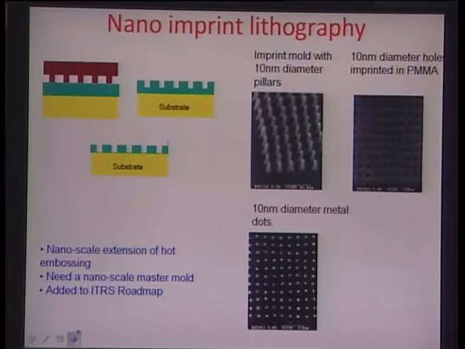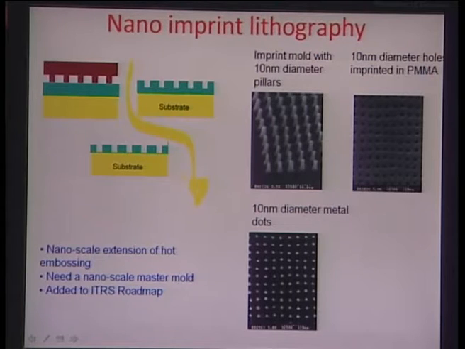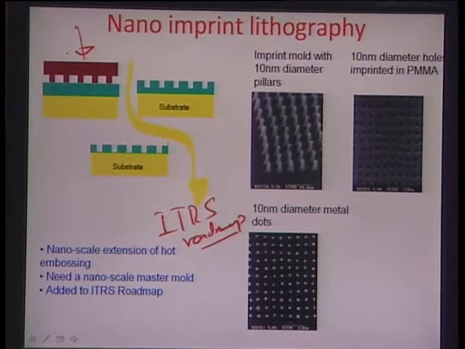Another very important process which comes almost immediately from compression molding is nano imprint lithography, and I would like to illustrate that this process has also been included in the ITRS roadmap, especially for end of the road devices. Here, as you see, the same process as compression molding is used, but on a much smaller scale, on a submicron scale.